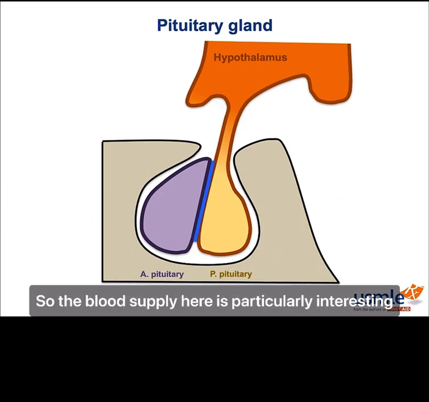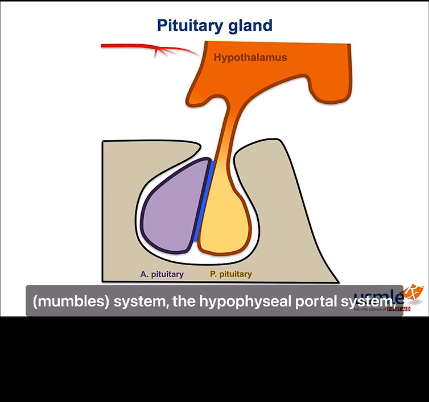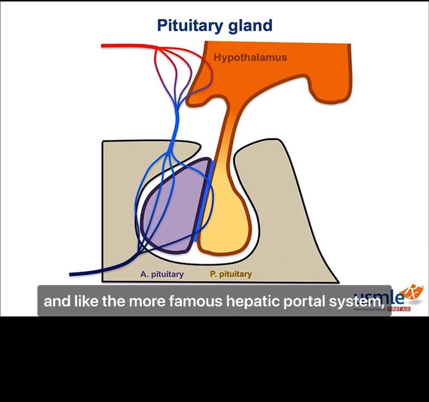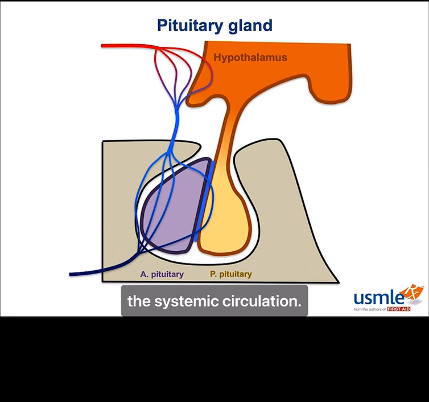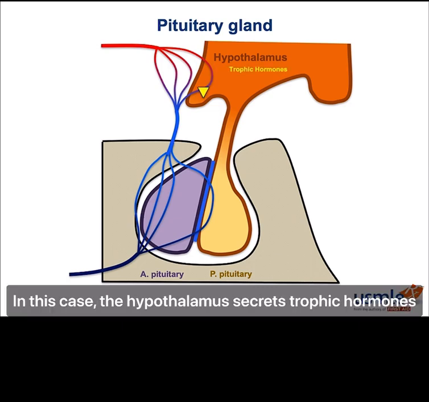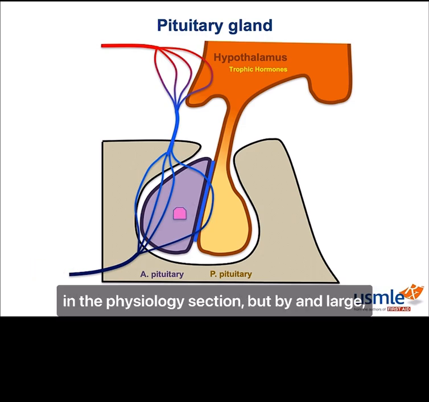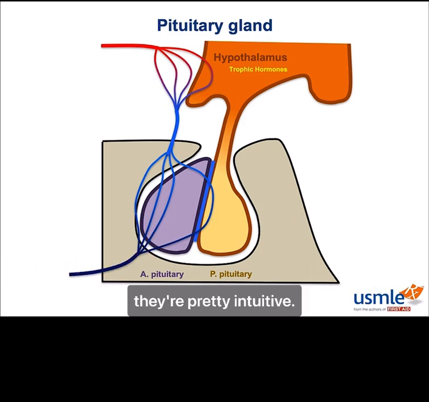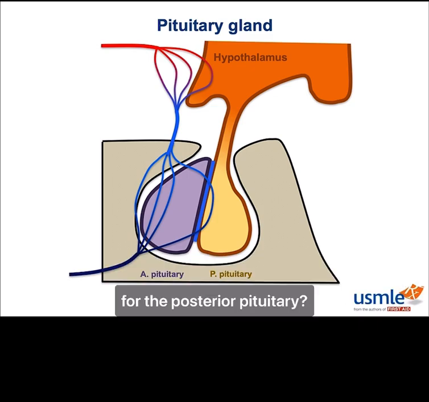So, the blood supply here is particularly interesting, because it's home to the second, and far less famous, portal venous system, the hypophyseal portal system. And like the more famous hepatic portal system, it's present to ensure that the products of the first capillary bed are routed straight into another capillary bed before they have the chance to hit the systemic circulation. In this case, the hypothalamus secretes trophic hormones through the circulation that control the release of 6 hormones from the anterior pituitary. We'll talk a lot more about these feedback loops in the physiology section, but by and large, they're pretty intuitive.